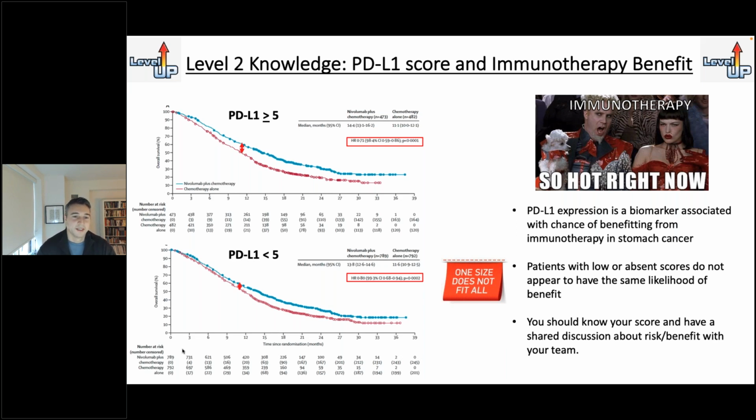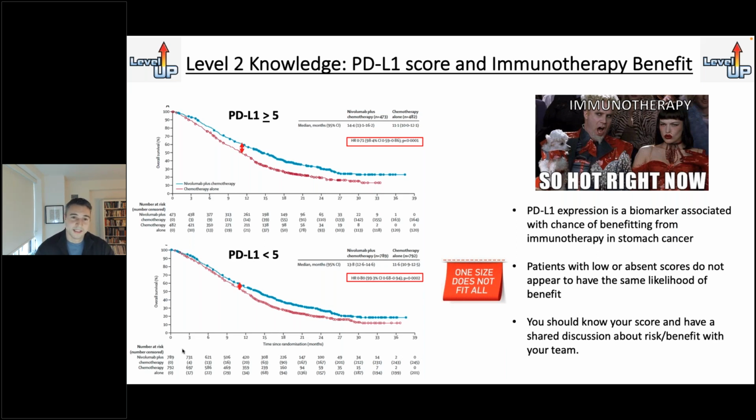So if you look at this data, this is from a big trial called Checkmate 649, and you see the space between the two curves. That reflects the magnitude of difference between one group getting chemotherapy alone, which is the red line, and one group getting nivolumab plus chemotherapy, that's the blue line. And you can see that their survival was about 3 months better if they got immunotherapy. But that's only for people that had a PD-L1 score, a CPS score of 5 or higher.